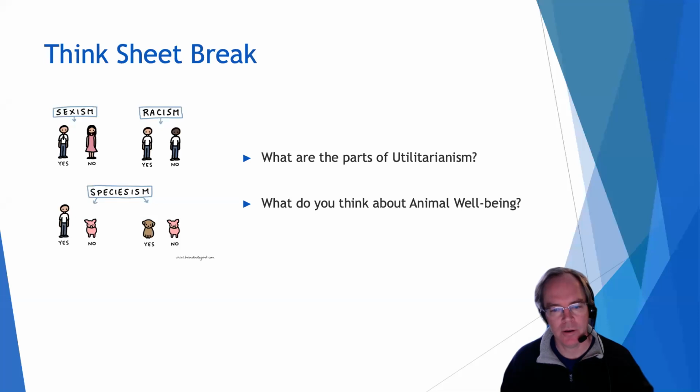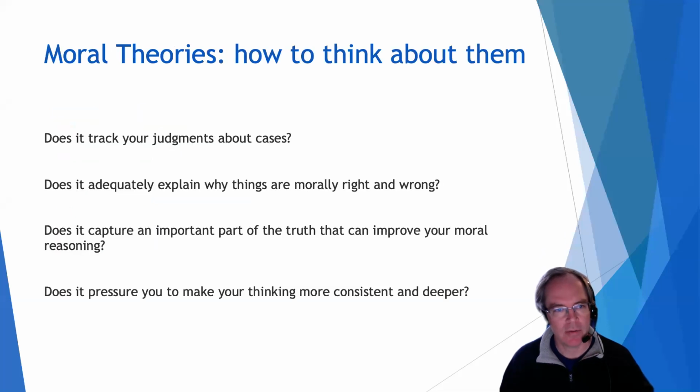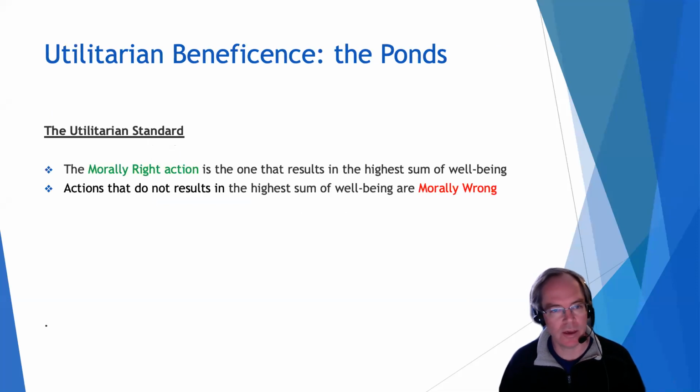Hey everybody, so welcome back from the break. And we're going to move on to now talking about just utilitarianism as a moral theory, those terms we brought up at the beginning. You're going to want to start asking yourself, does the theory track your judgments about cases? Explain what's right to think about the cases. And if not, does it get part of the truth and can it improve your moral thinking?